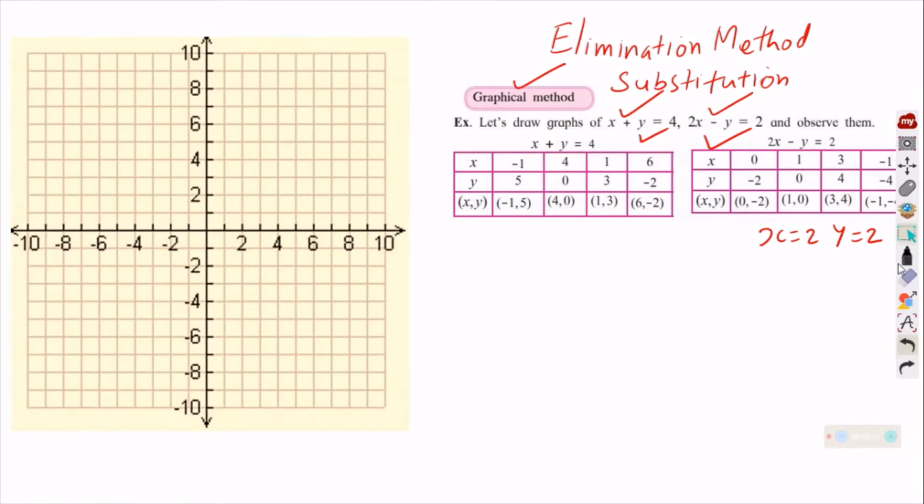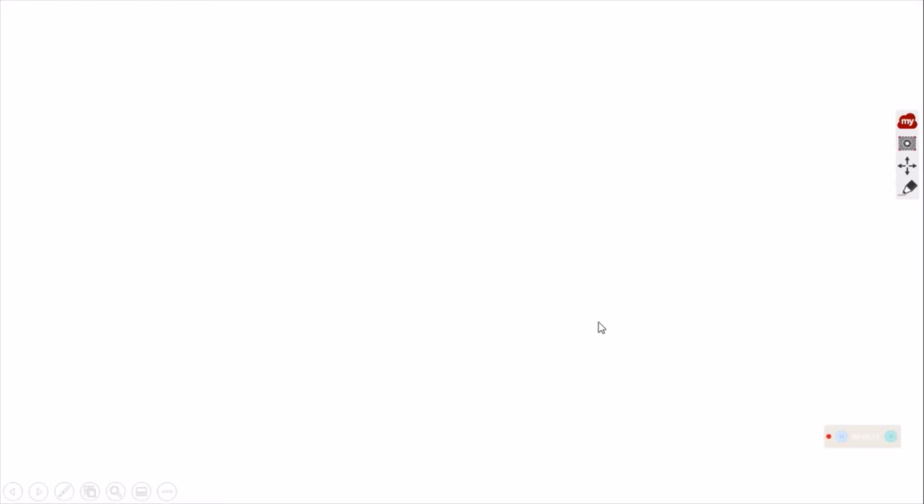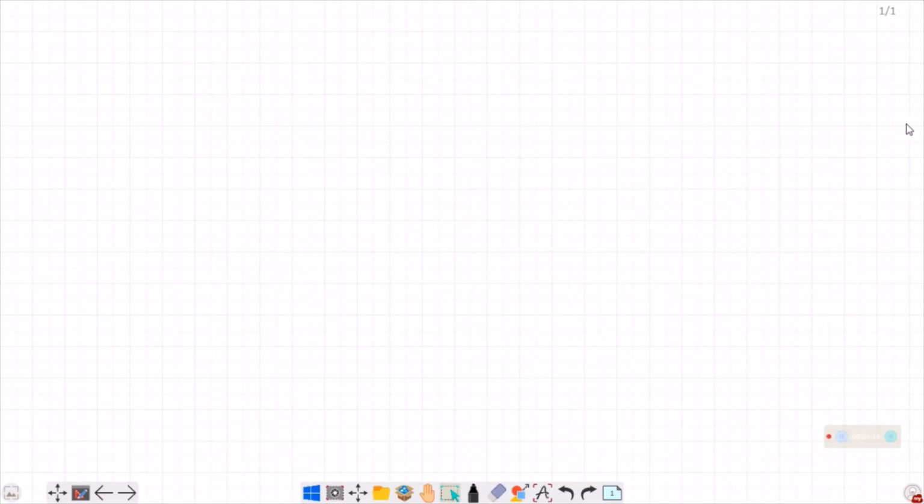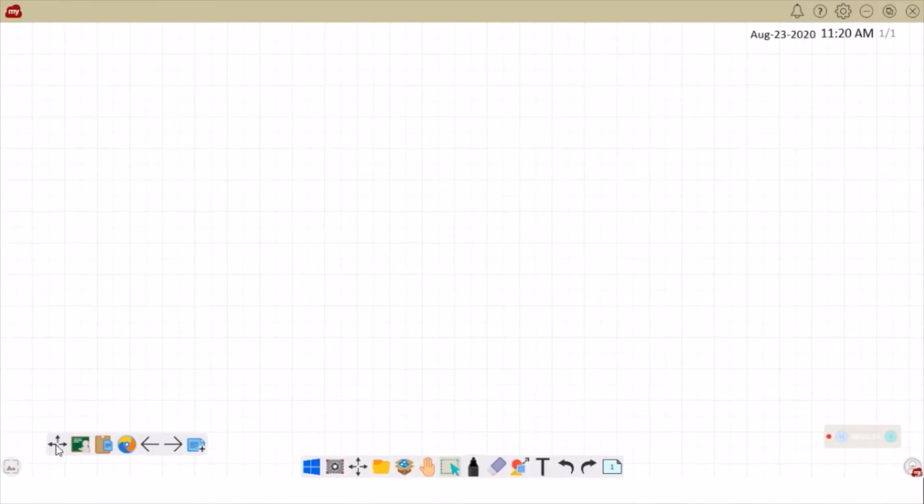Now what we will be doing, we will be drawing a graph with the help of the same equations which we have used for the elimination method and the substitution method. Okay, so in order to do that, let me go to a fresh page. In that fresh page, I will be taking a different graph now, a fresh graph with a different approach.